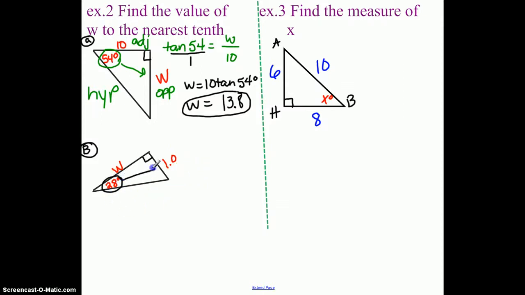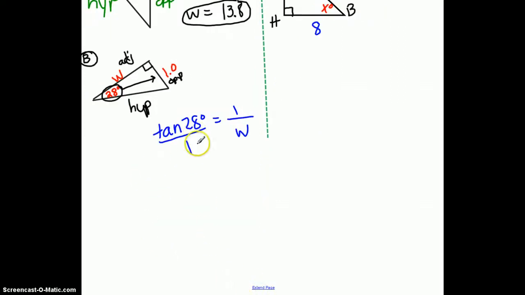Here's my focus angle. So this is opposite, this is adjacent, and this is hypotenuse. So to solve this problem, the tangent of 28 degrees is going to equal opposite over adjacent. I'm going to put it over 1. Let me just move this up a little bit so we can see a little better. If I cross multiply, I get W times the tangent of 28 degrees equals 1 times 1 is 1.